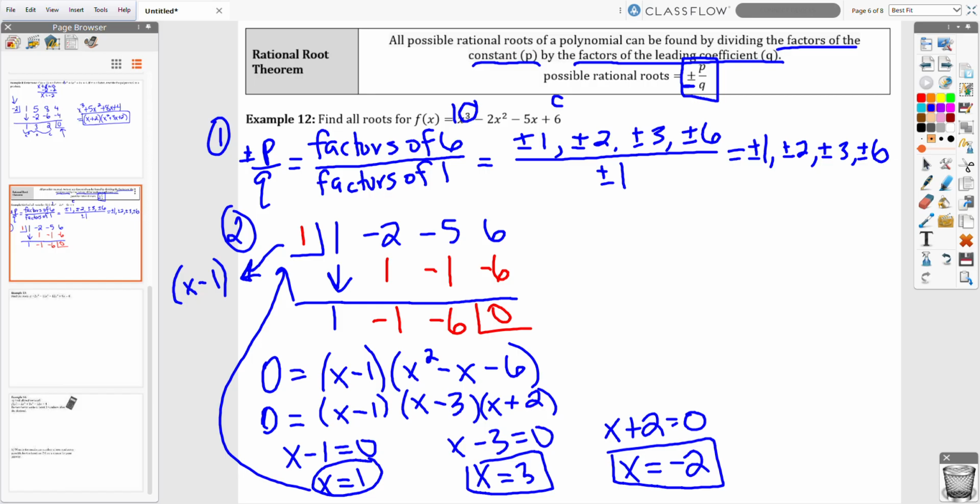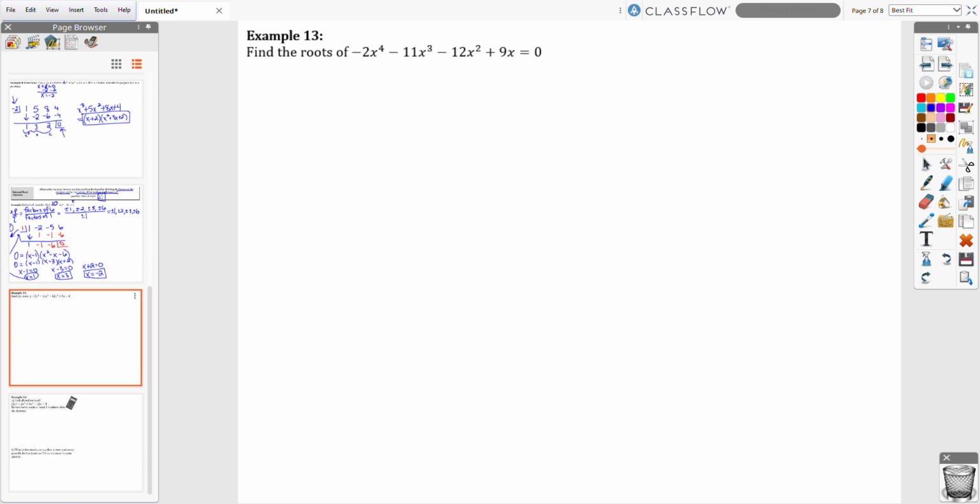If we look at example number 13 next, the first thing that I notice on this polynomial is that all of the terms in my equation all have an x. So we can kind of combine our factoring with what we just did with the rational root theorem and the synthetic division. So the first thing that I'm going to do is factor out an x out of this. So we get negative 2x cubed, and then minus 11x squared minus 12x plus 9.